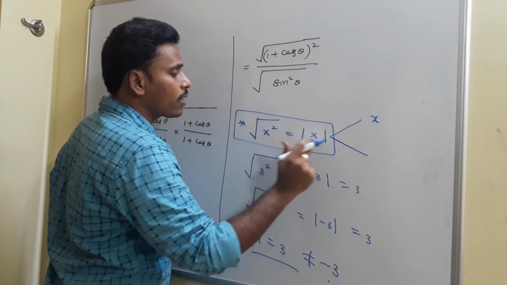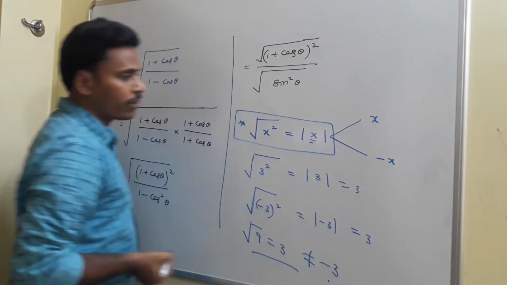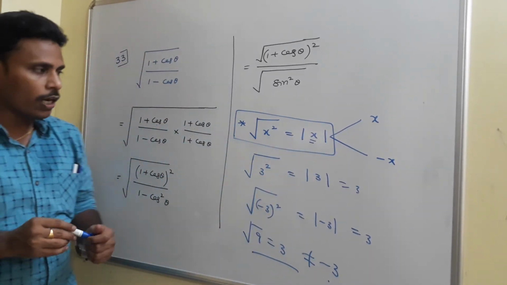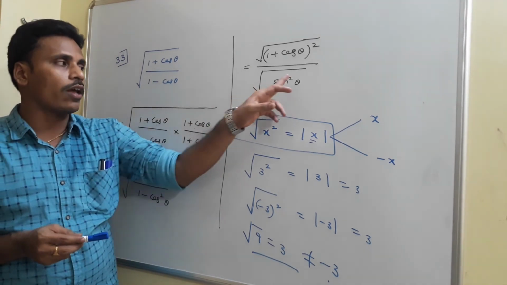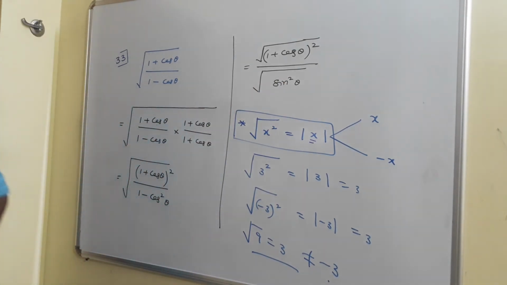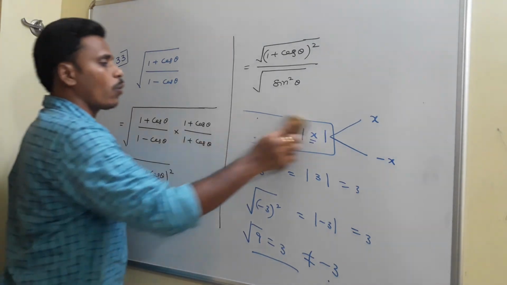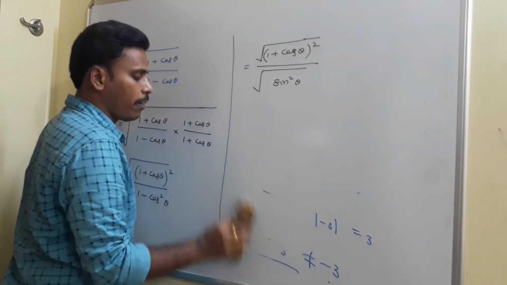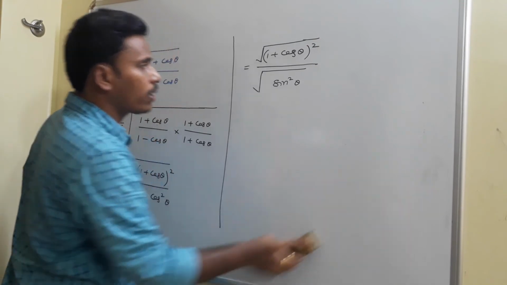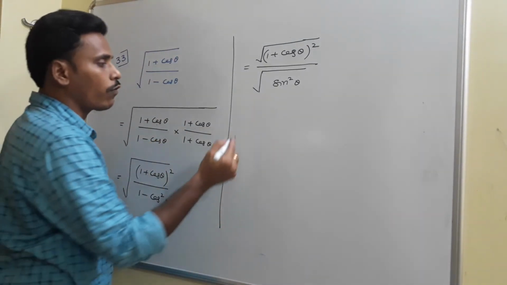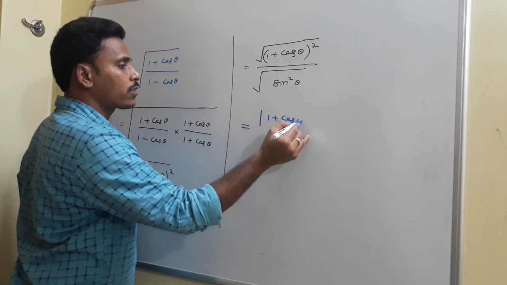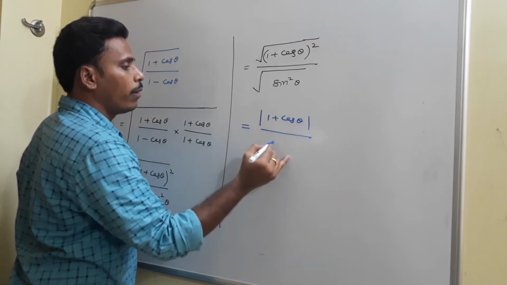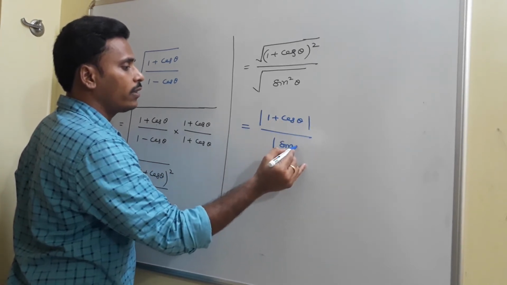If that x is negative, I may say it as minus x. Is it right? Now, with that idea here, I will just remove this square root along with the square, and I use modulus in removing that square and square root. In the next step, square root of (1 plus cos theta) whole square by square root of sin square theta is equal to modulus of 1 plus cos theta divided by modulus of sin theta.